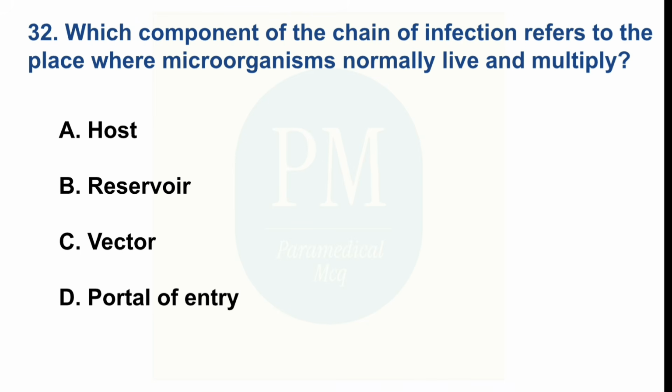Which component of the chain of infection refers to the place where microorganisms normally live and multiply? Option A, host. Option B, reservoir. Option C, vector. Option D, portal of entry. The correct option is option B, reservoir.